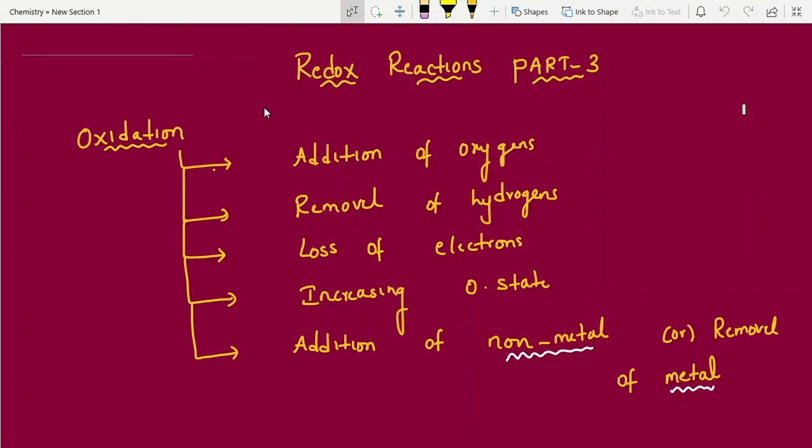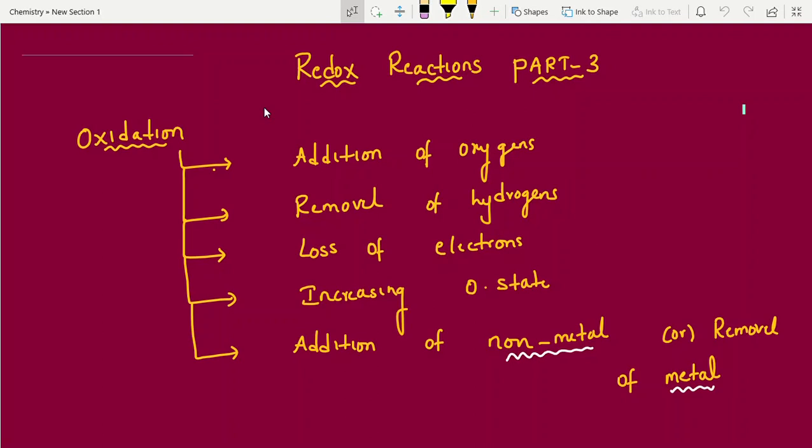Students, in today's class, I am going to discuss redox reactions part 3: oxidation, reduction, oxidizing agent, reducing agent. We have different definitions of oxidation and reduction. All the definitions I am going to discuss with you in today's session. Okay, students, let's start with oxidation first.